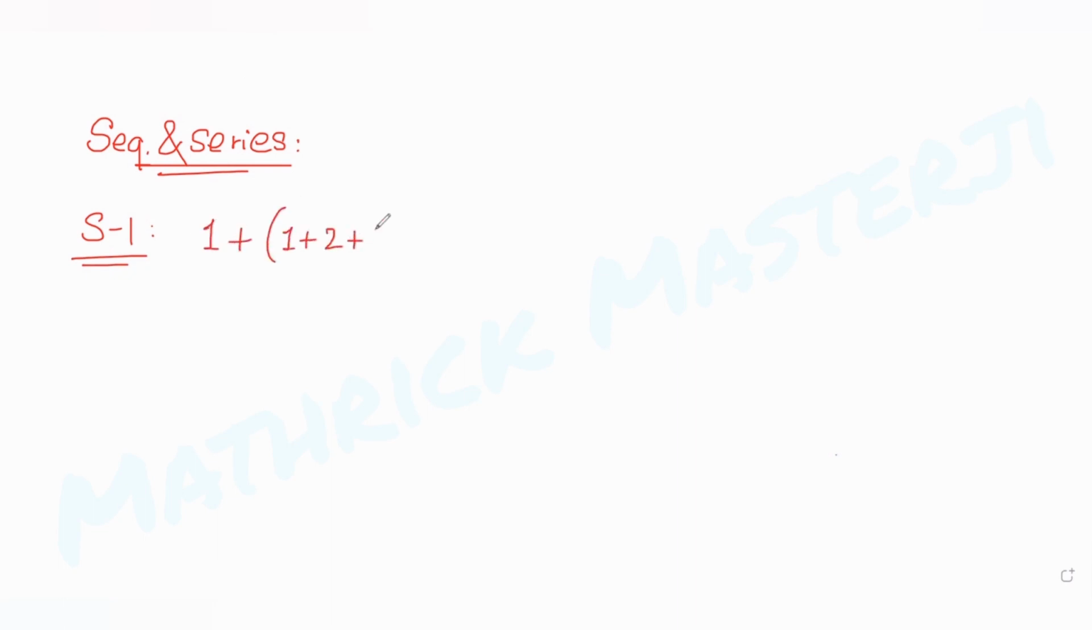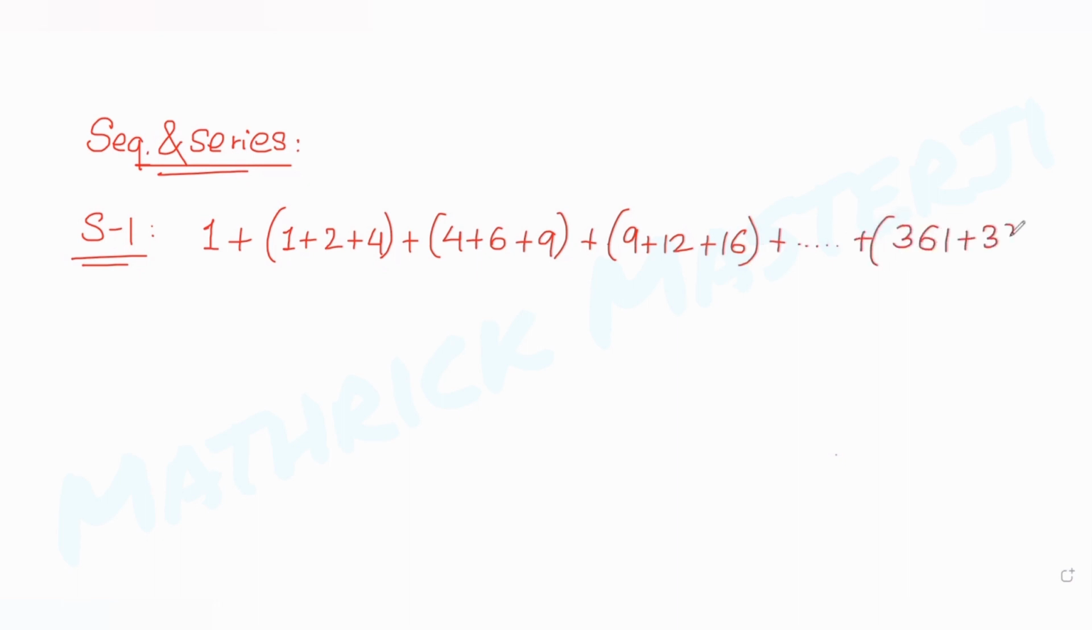Let's see today's question. Today's question we are taking up from the topic of sequence and series. The question tells us, statement 1: the sum of the series 1 plus 1 plus 2 plus 4 plus 4 plus 6 plus 9 plus 9 plus 12 plus 16, and this goes on till 361, 380, and 400. That's the list given to me, and we have been told the sum of this entire list is 8,000.